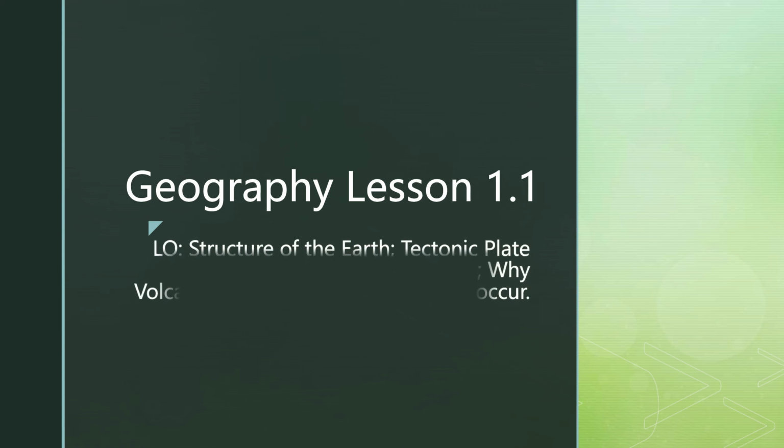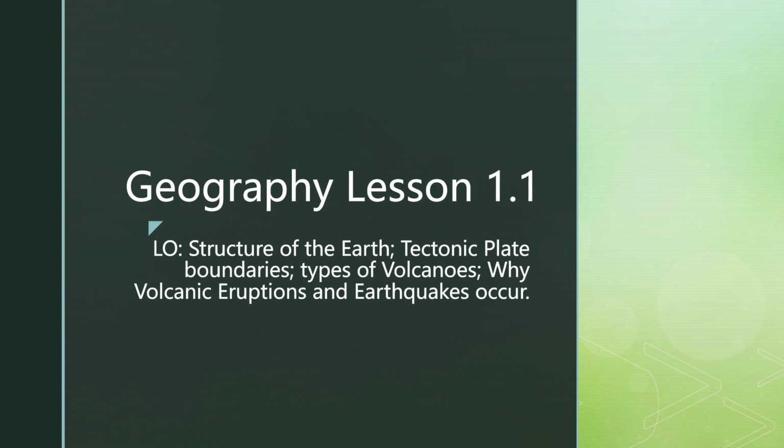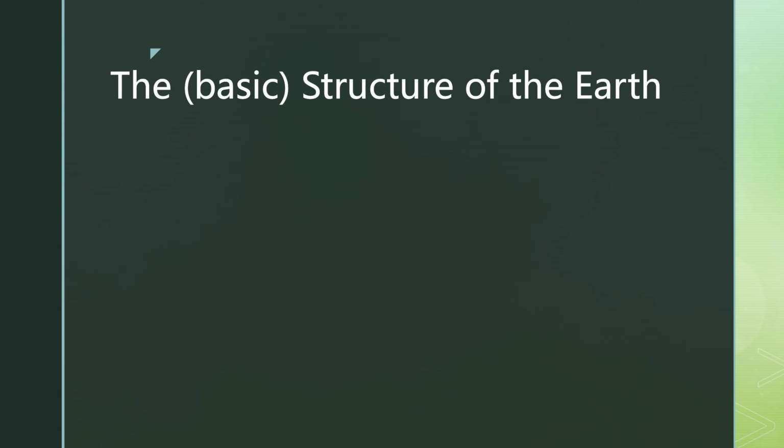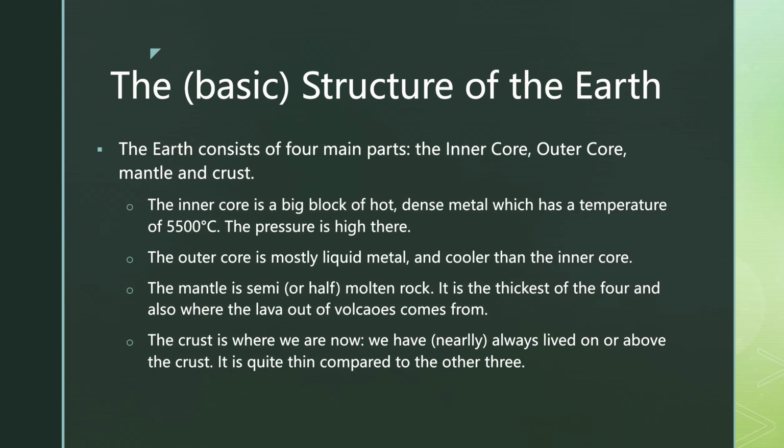So let's get started. In this lesson, you are going to learn the structure of the Earth, tectonic plate boundaries, types of volcanoes, and why volcanic eruptions and earthquakes occur. So let's learn about the basic structure of the Earth. The Earth consists of 4 main parts: the inner core, outer core, mantle, and crust.